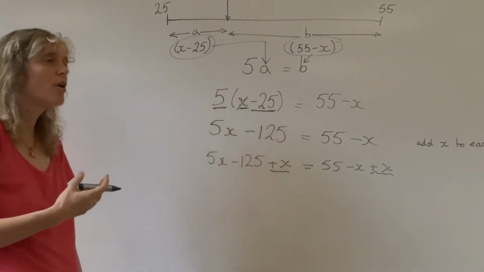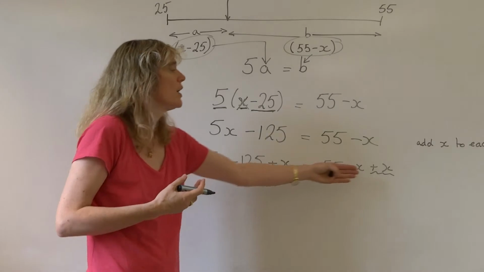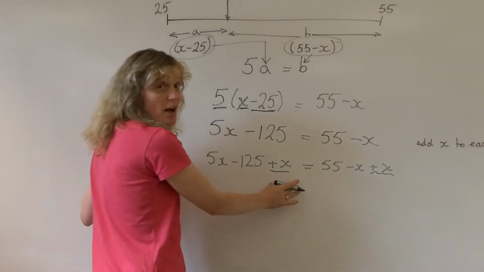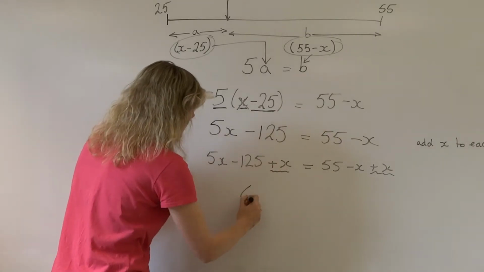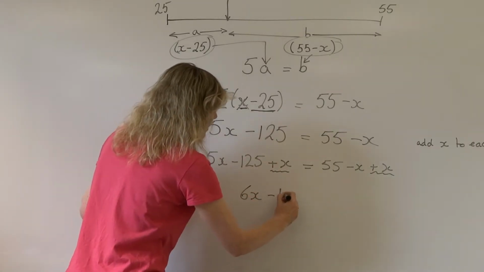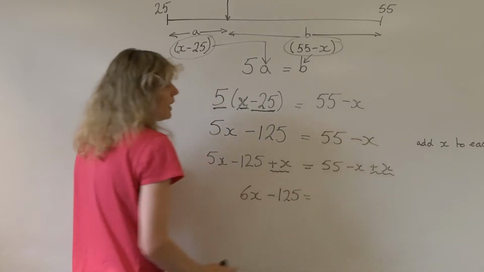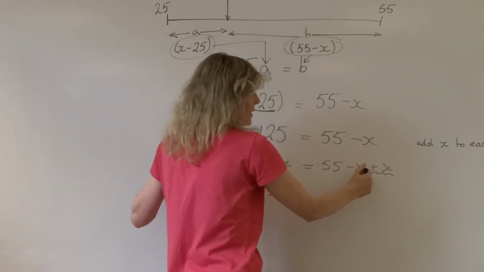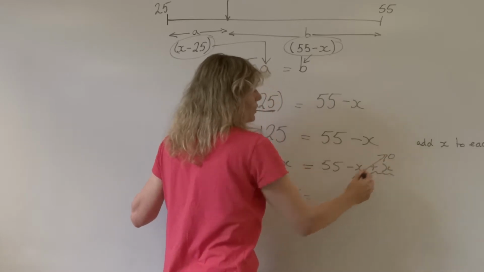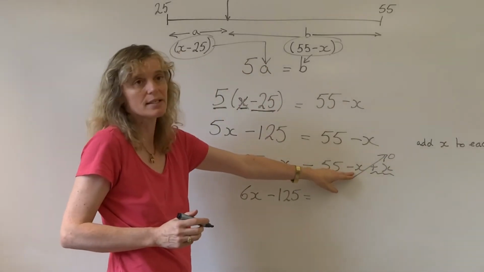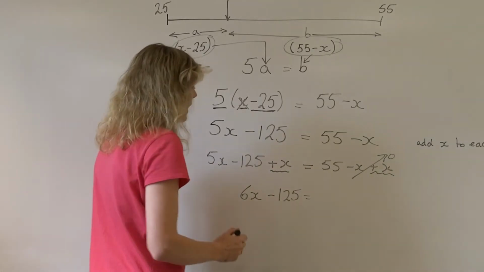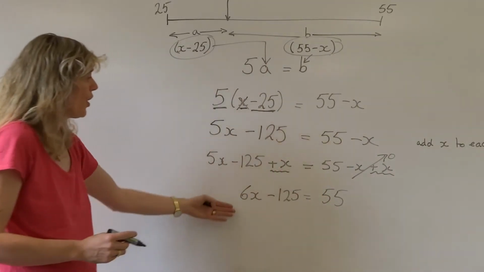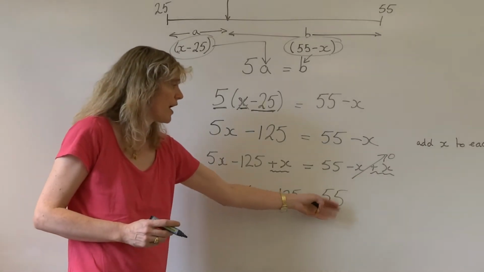I'm allowed to do whatever I want as long as I do the same thing to both sides of my equal sign. I then get 5x plus x on this side, giving me 6x minus 125 equals, and here, minus x plus x is going to give me 0. That's what I wanted to do. I wanted to get rid of the minus x here on this side of the equation, giving me then 55. I now know that 6x minus 125 is 55.